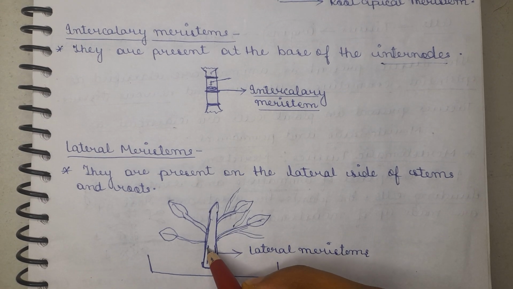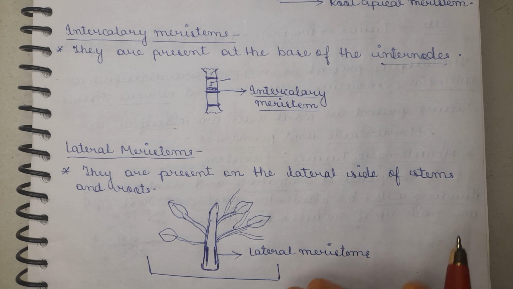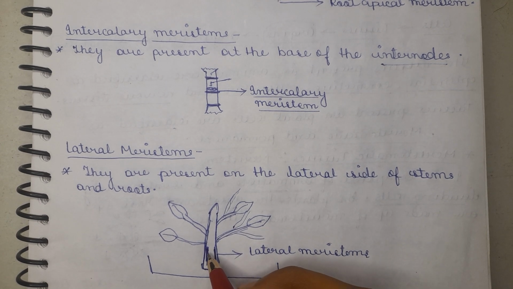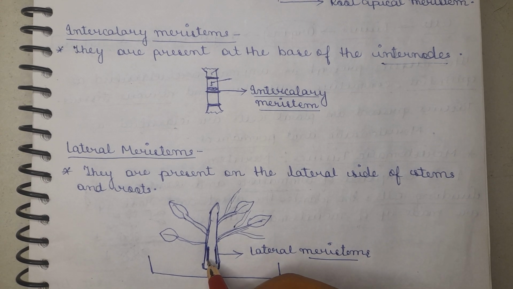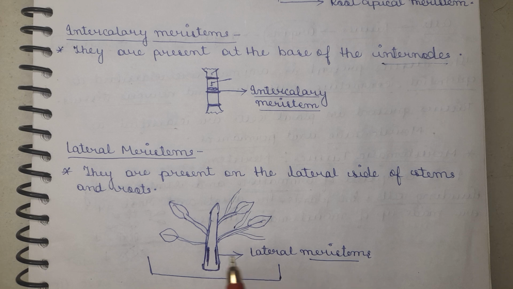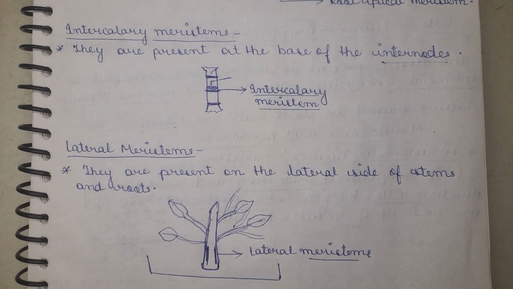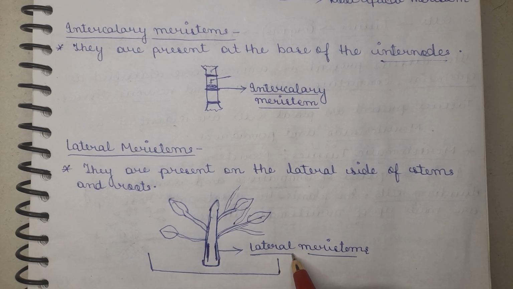And these lateral meristems are mainly present between the xylem and phloem tissue. We all know that the trunk region consists of xylem and phloem tissue, xylem for the plant's water transport and phloem for food transport inside the plant. The lateral meristem is present between the xylem and phloem tissue and helps the plant to grow, or to increase its radius. The breadth of these branches also increases due to this lateral meristem.